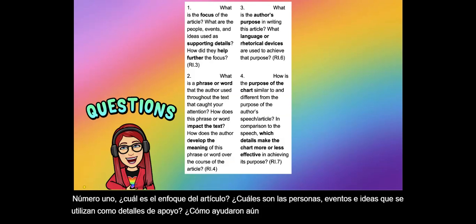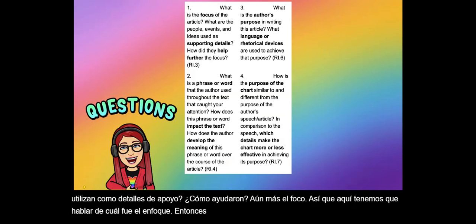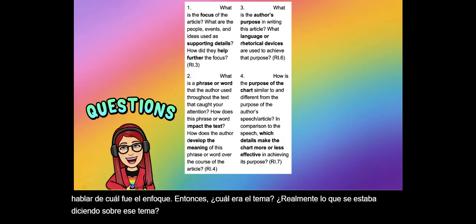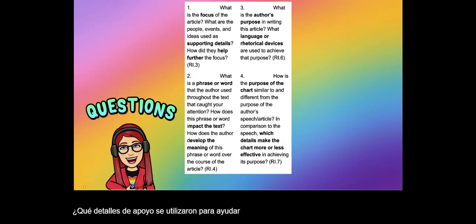So here we need to talk about what was the focus. So what was the topic and really what was being said about that topic? What supporting details were used to help support that claim? And then how did those details help to further the focus?